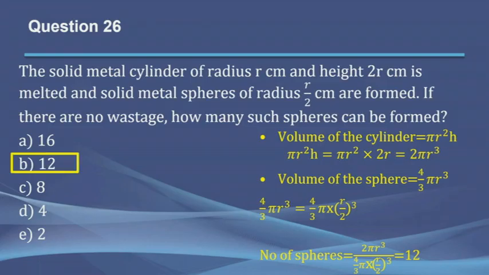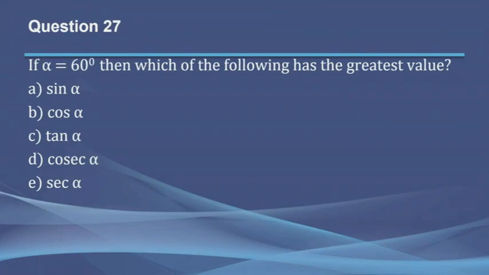So our answer will be B, which is 12. In this type of question, what you should have in your mind is how to find the volume of a cylinder and the sphere. Next is a trigonometry question.